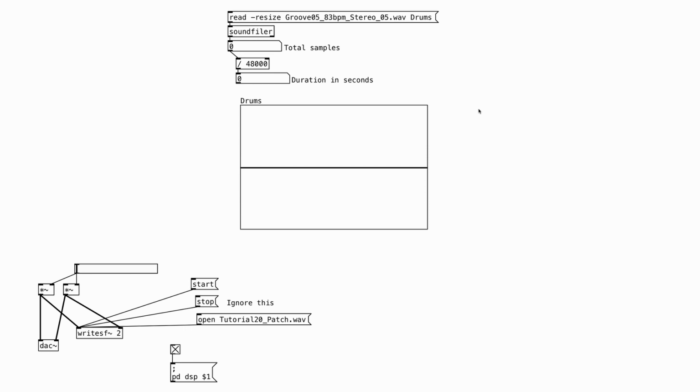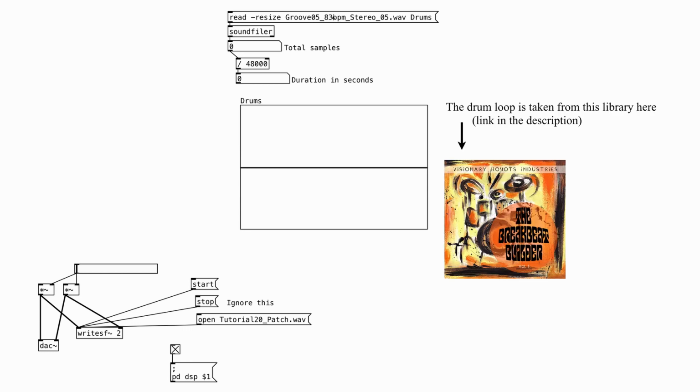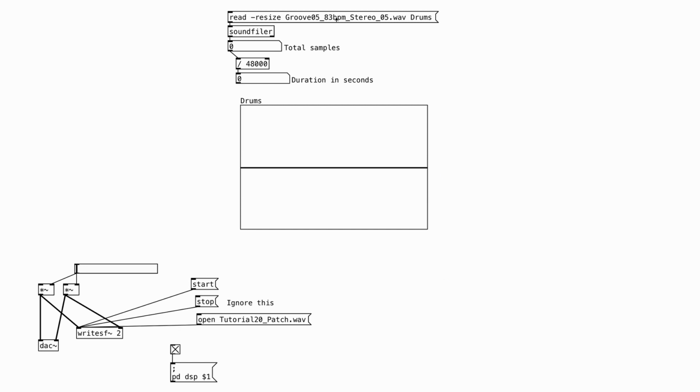So the first thing that you want to do, of course, is to have an array, and we are going on from the last video. And of course, you need the sound file object with the read message and again the resize flag to change the dimension of the array. The sound file that you want to load into the array, in this case, I have a stereo file, drum loop. And again, this file is taken from the Breakbeat Builder sample library that I created for Visionary Robots Industries. Again, I'll give you the link in the description. And of course, the name of the array you want to load the file into.